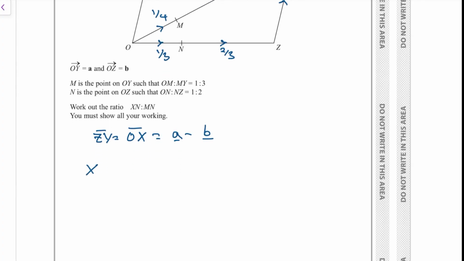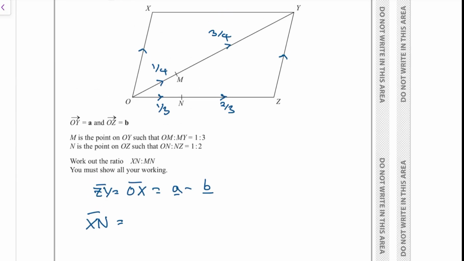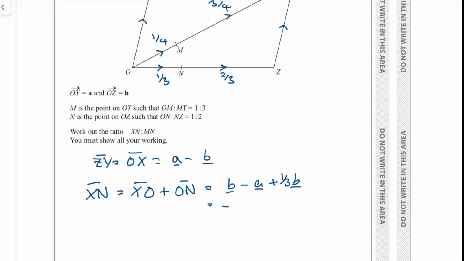So therefore X to N is equal to, well, I'm going to write what I'm doing. So I'm going from X to O plus O to N. X to O is the opposite of the above, so it's B minus A plus a third of B, which, this isn't very nice, is it? Which is minus A plus 4/3 B. Okay, I'm not feeling massively confident right now.